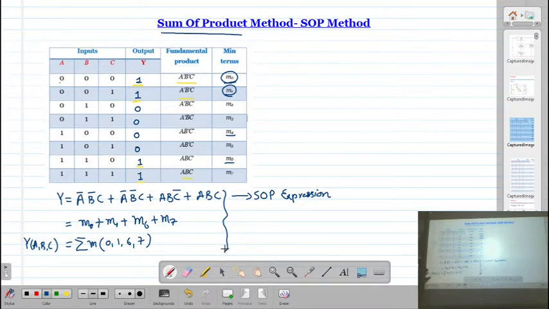Correct? Okay. Now, how to draw the circuit diagram? For this problem, I now want to implement a logic diagram. So what can we do?